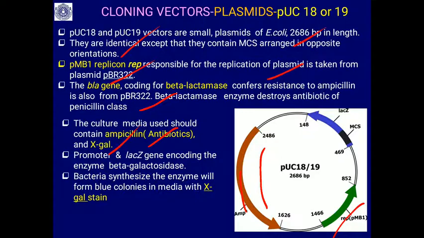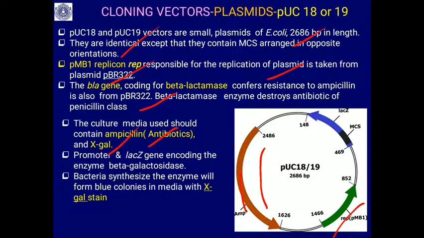So thereby we can eliminate or get rid of the bacteria that are not transformed, because in a transformation experiment, sending this plasmid into E. coli is not 100%, it is just 10 to 20%. We don't want the bacteria that have not taken our recombinant plasmid. So that is how we can get rid of them.